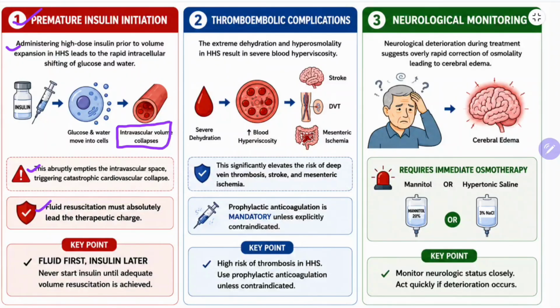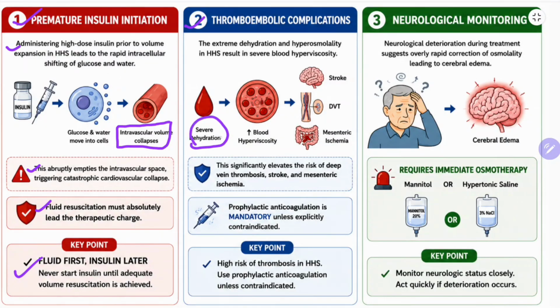Fluid resuscitation must absolutely lead the therapeutic charge. Fluid first, insulin later is the key point. Never start insulin until adequate volume resuscitation is achieved. Second important point is thromboembolic complications. Very important. The extreme dehydration and hyperosmolality in HHS results in severe blood hyperviscosity.